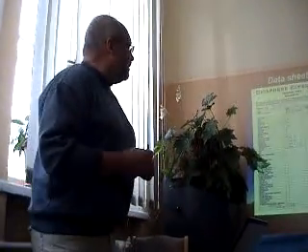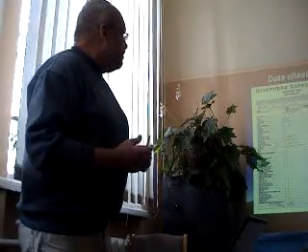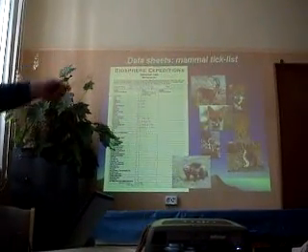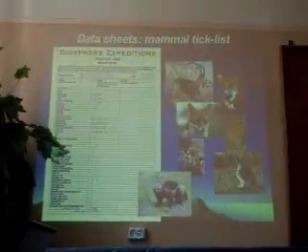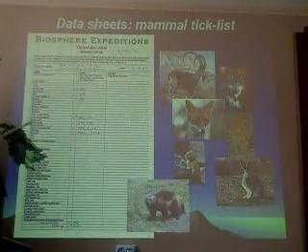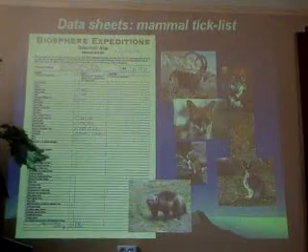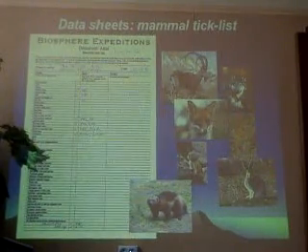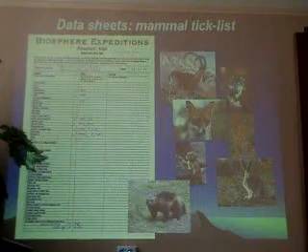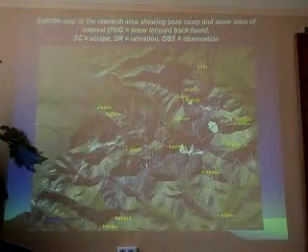So the same is done for mammals. So most of these mammals, we didn't see them, but we saw the sign and tracks which they leave behind. For instance, we didn't see the wolverine on that day, but we found tracks in the snow which were fresh and a clear indication that the animal is there.